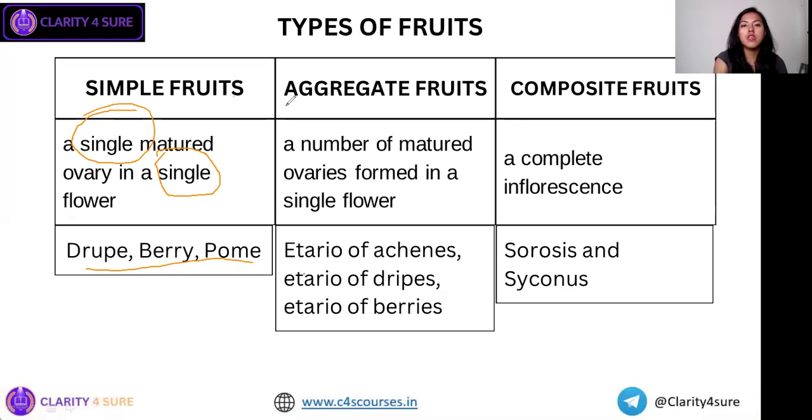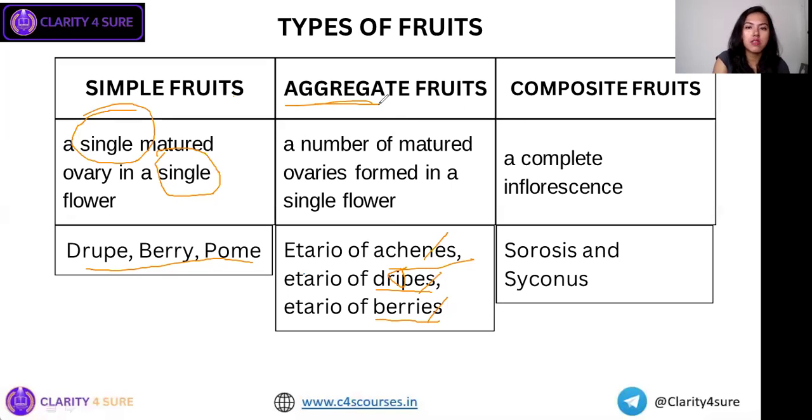Next, we'll talk about the aggregate fruit. So example of aggregate fruit, you see etaerio of achenes, etaerio of drupes, and then there is etaerio of berries. So you see these achenes, drupes, berries, these are all what? These are all your simple fruits. But when there is a collection of these things, then it becomes an aggregate fruit.